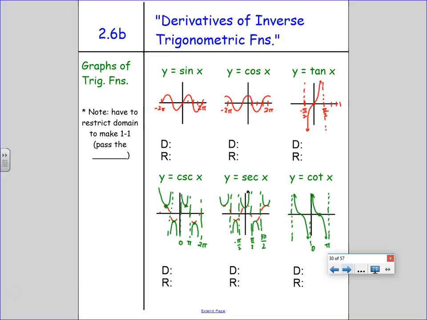Sine starts in the middle. Cosine starts at the top. Tangent has vertical asymptotes at negative pi over 2 and pi over 2. If you want to, put cosecant bouncing off and secant bouncing off, and cotangent doesn't bounce off.